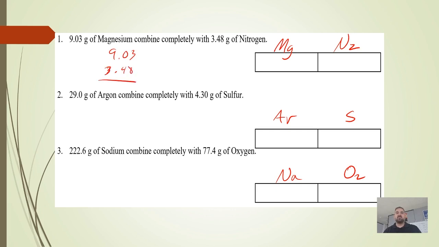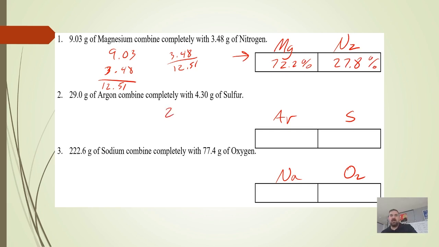What is the total mass for the first one? One more time. 12.51. And then to get our percentage of magnesium, we're just going to do 9.03 divided by the total, which is 12.51. What goes in here? 7 point what? All right, 72.2. Good. And then for nitrogen, we're just going to replace this number with 3.48. What do you get for nitrogen? 27.8. And both of these are percentages out of 100, and they should equal out to 100. Let's go ahead and look at the next one.